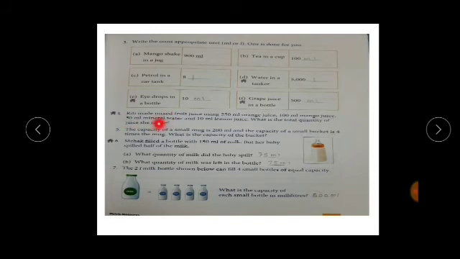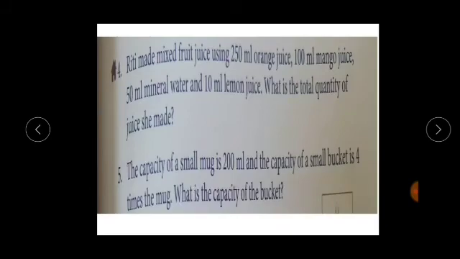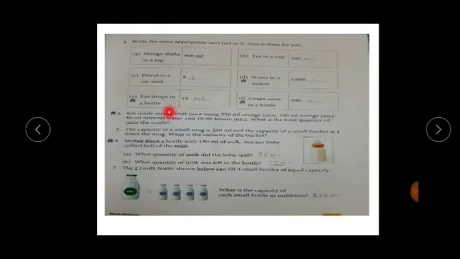Next question, Riti made mixed fruit juice using 250 milliliter of orange juice, 100 milliliter of mango juice, 550 milliliter of mineral water and 10 milliliter of lemon juice. What is the total quantity of juice she made? So given, let's discuss this later. 4, 5, 6. Let's go to the sixth one.